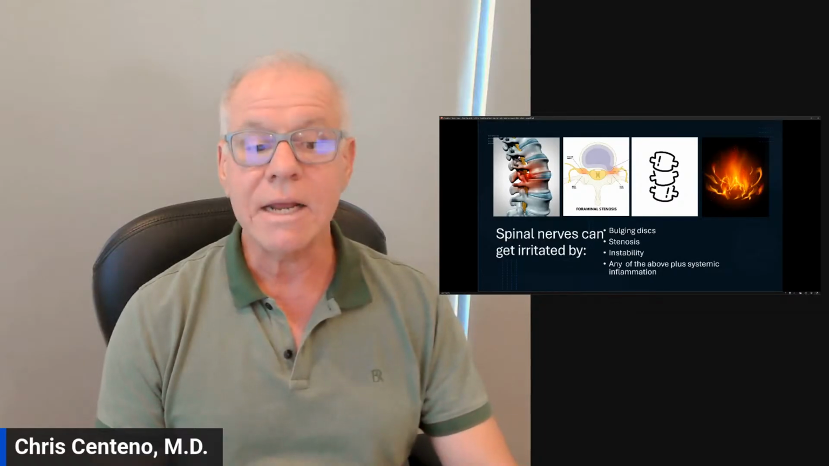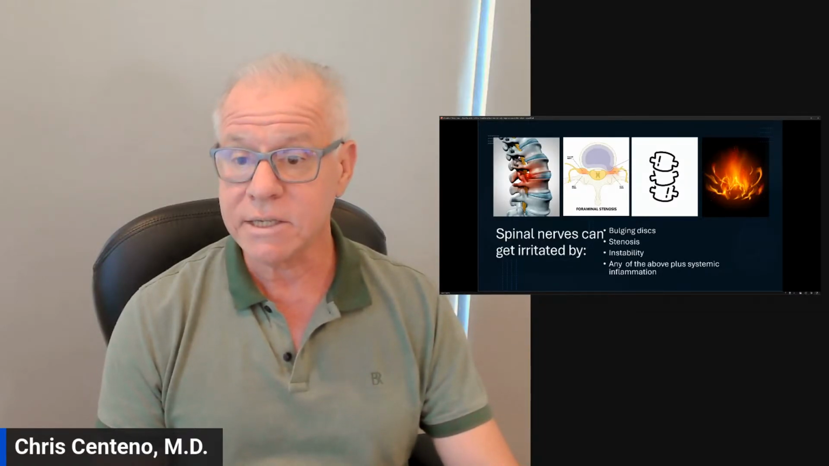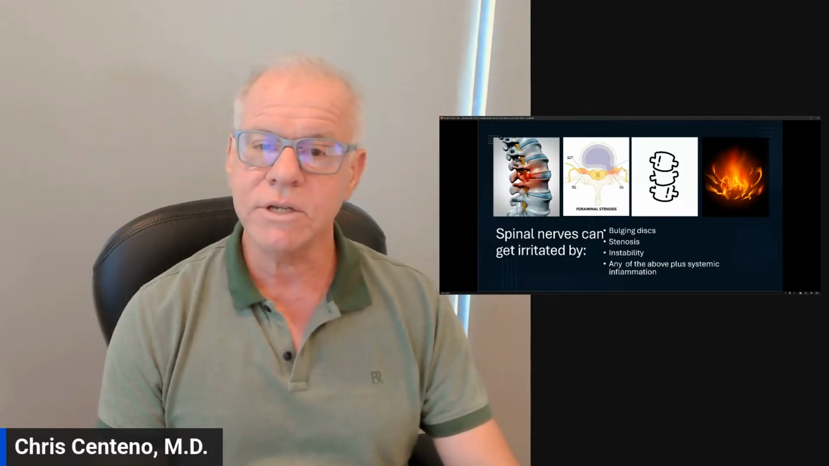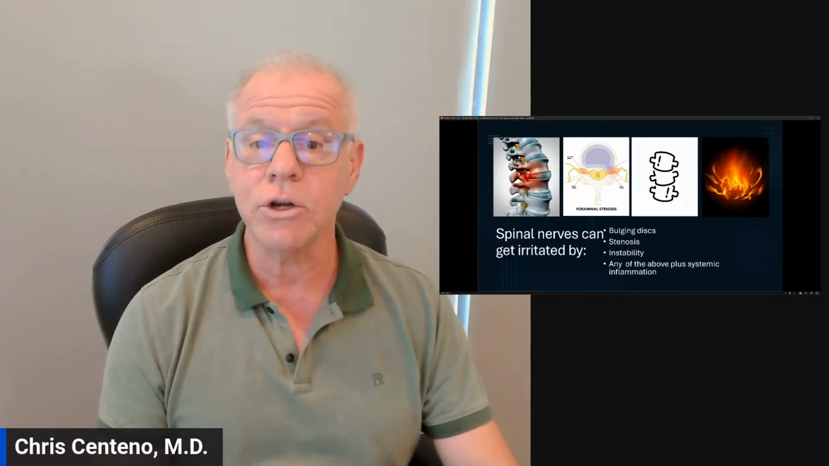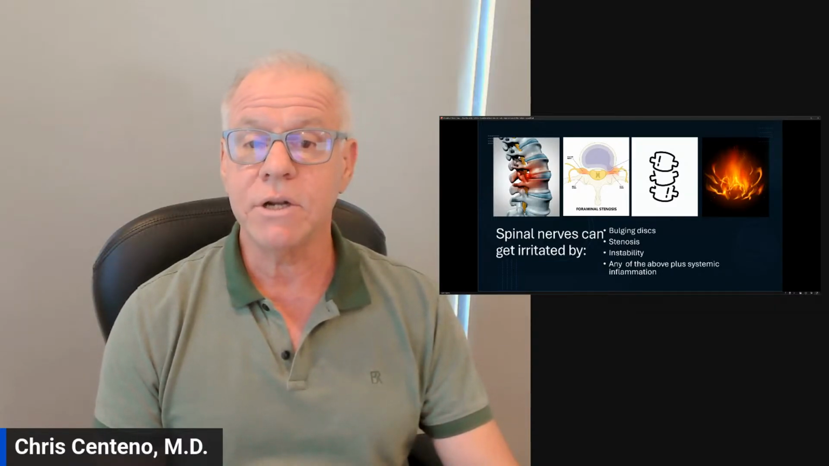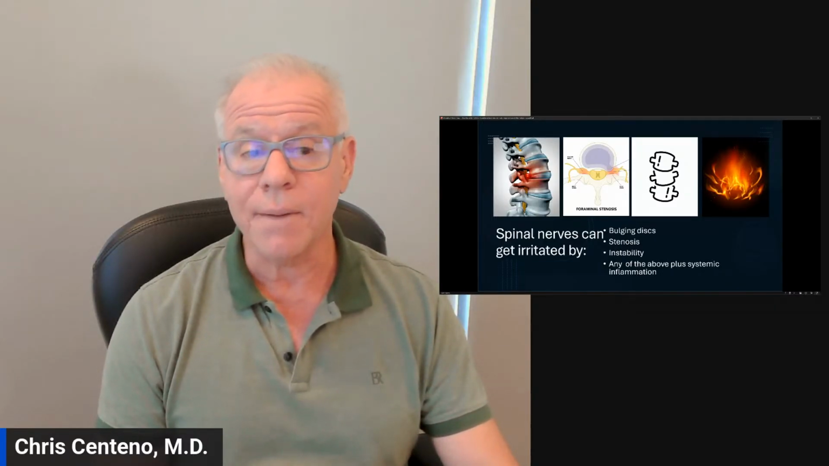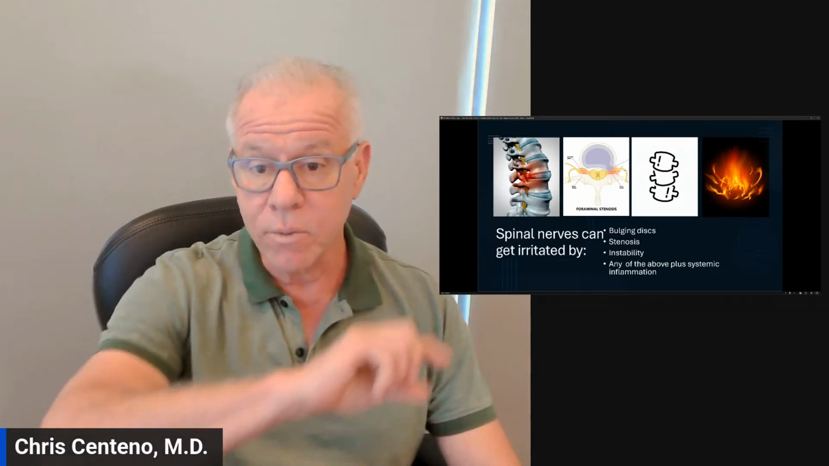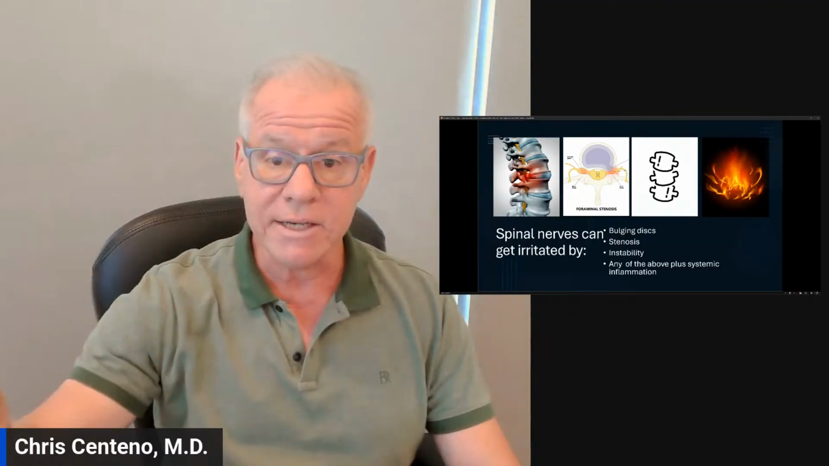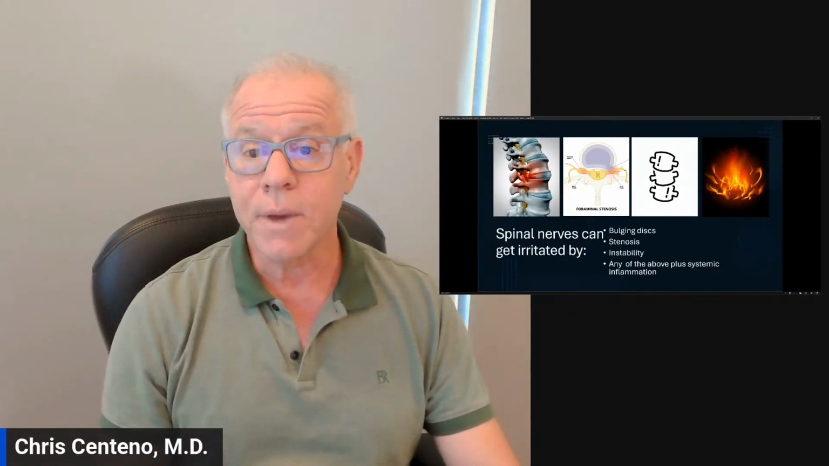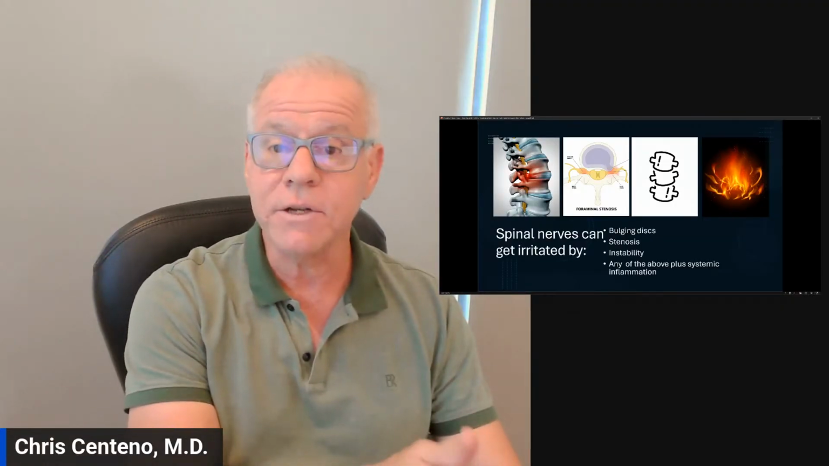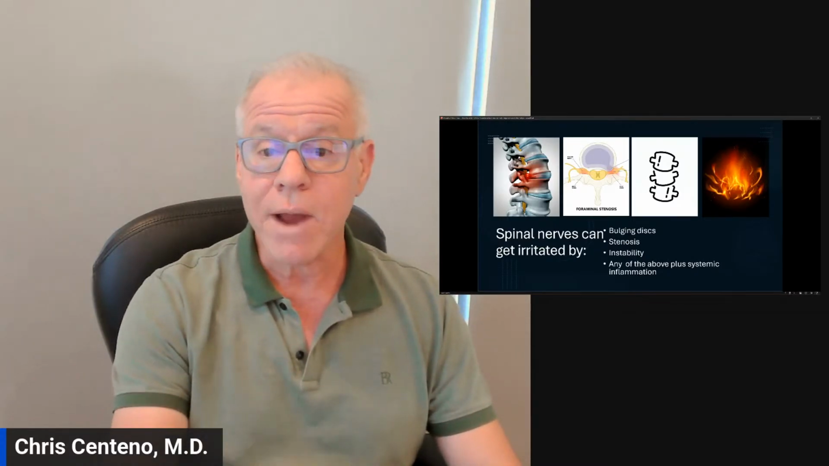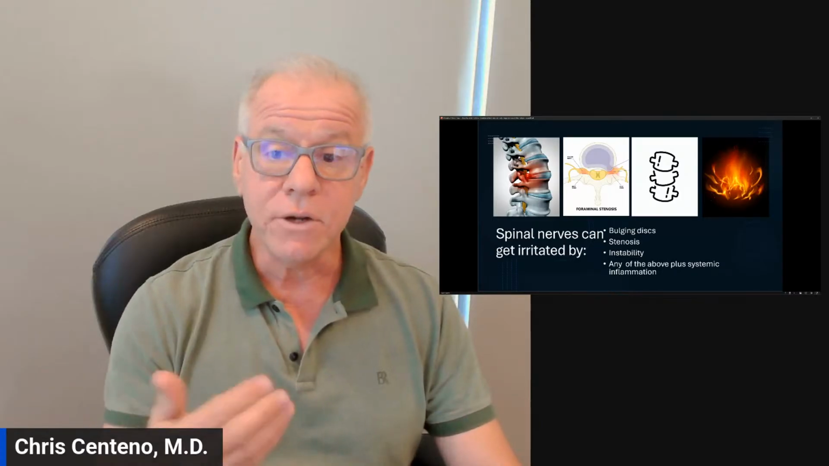So spinal nerves can get irritated by bulging discs. We talked a little bit about that. Stenosis, which all stenosis means is something is smaller than it should be. So you can have stenosis in the spinal canal. That's where the spinal cord runs. You can have stenosis in the foramen, which is the part where the nerve exits. So the first one would be called central canal stenosis, often due to arthritis. The second one is called foraminal stenosis, often due to arthritis.